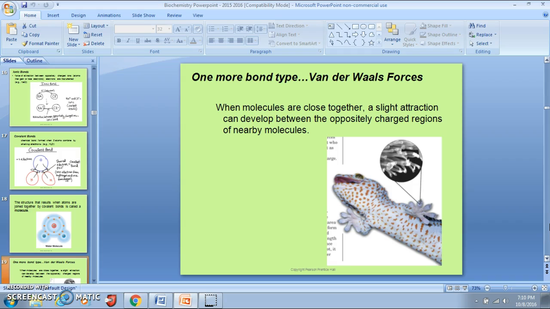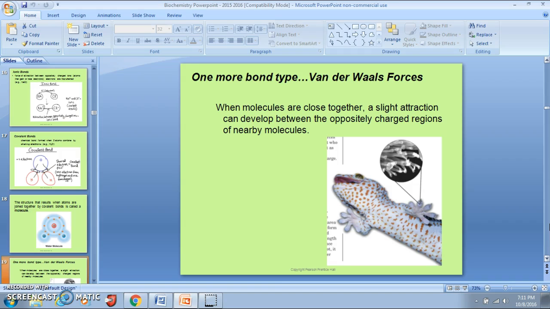just for funsies, another type of bond is called van der Waals forces. This doesn't happen within a single compound or molecule. It happens between two different molecules. When those molecules come close together, you could end up with a slight attraction if those two molecules have opposite charges in certain regions, because opposites attract. So this is another case of opposites attracting, but it happens between two different molecules.